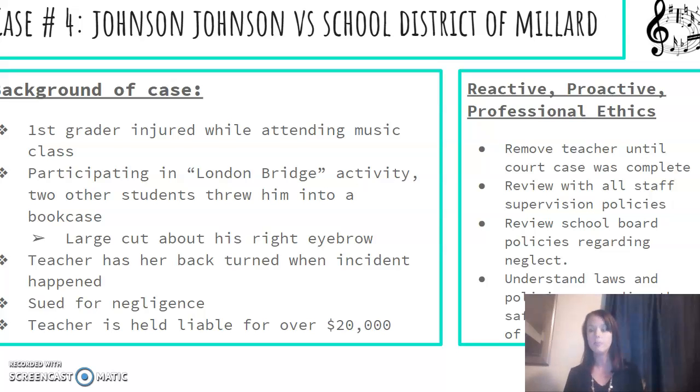A more proactive approach would be reviewing with all staff supervision policies, reviewing school board policies regarding neglect. Again, just making sure that everybody's on the same page, making sure, not that she did this in this case, but making sure they're not leaving the classroom unattended. And then just from a professional ethical standpoint, understanding laws and policies regarding the safety and supervision of children. Like I said, you can't always see every single thing that's going on, but just making sure that you're communicating those policies and that your staff is on the same page to ensure that students are safe.